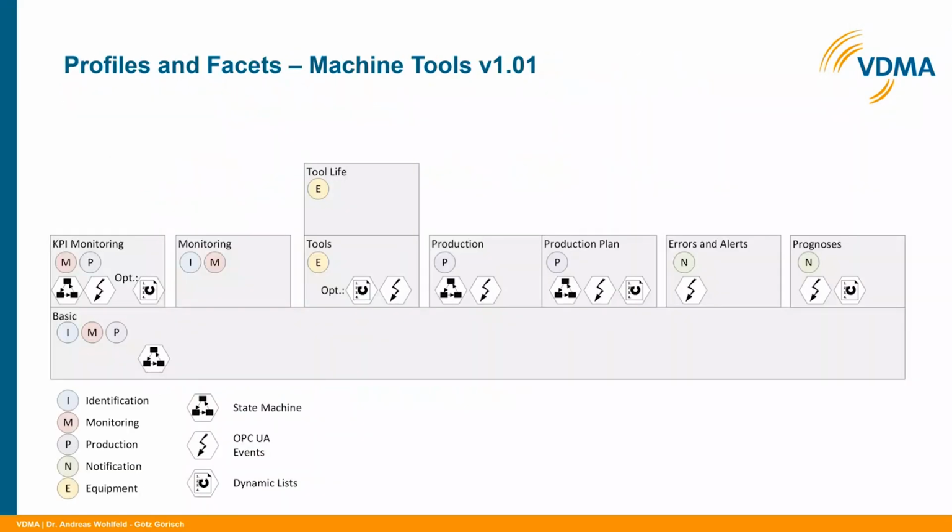Yeah, thank you, Andreas. I will deep dive a little bit more into the machine tool specification. What you see here is a representation of the profiles and facets we have defined in our companion specification. We said the base for every implementation is a so-called basic facet, which contains identification, monitoring, and production.